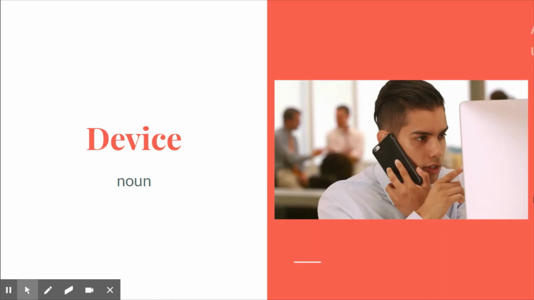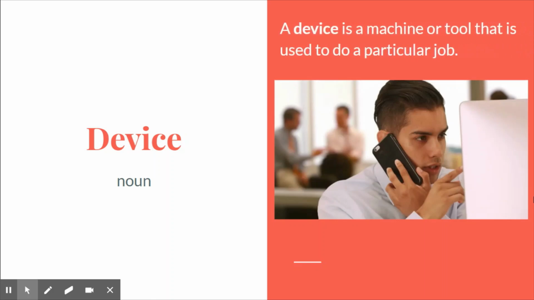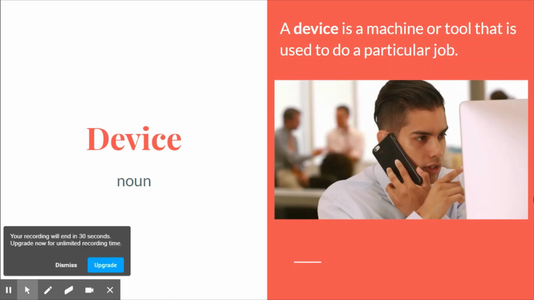Let's say it together. Device. One more time. Device. Device is a noun because it's a thing. A device is a machine or tool that is used to do a particular job. Can we read it together? A device is a machine or tool that is used to do a particular job.